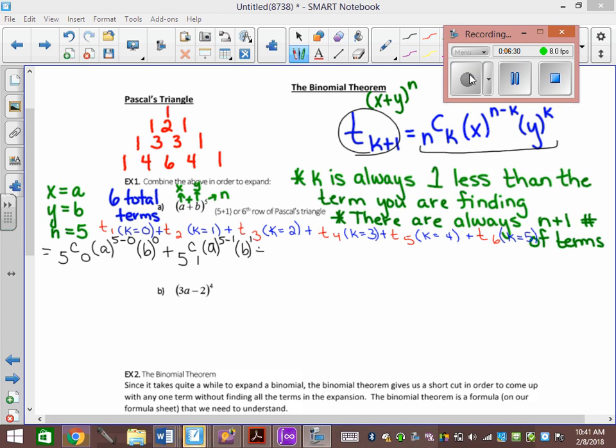Then term 3 is 5 choose 2, A to the 5 minus 2, B to the 2, plus 5 choose 3, A to the 5 minus 3, B to the 3, plus 5 choose 4, A to the 5 minus 4, B to the 4, plus 5 choose 5. And you know you're done when you hit the same thing, right? Because we can't have 5 choose 6. That doesn't make any sense. A to the 5 minus 5, B to the 5.